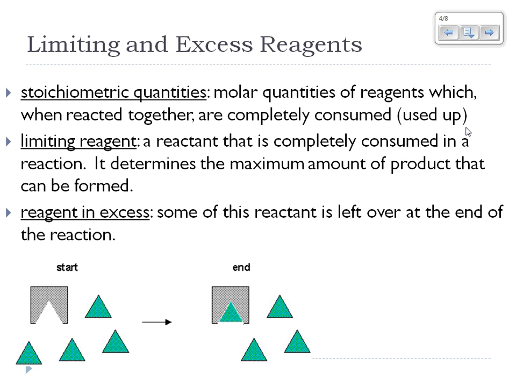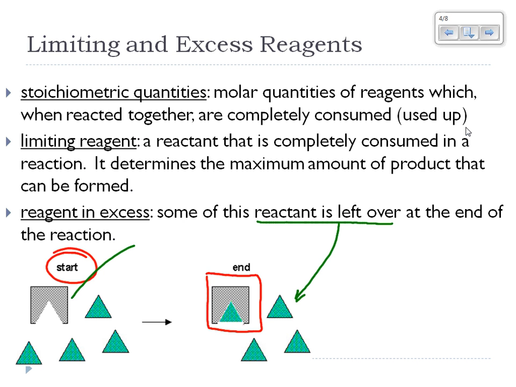I've got a diagram here to show you what this is. Let's pretend I've got these triangles and these squares reacting together. At the start, I've got 4 triangles and 1 square. When it reacts, here's the product that I want to make, and I have some triangles left over. Going back to my definitions, the triangles that are left over are the excess reagent. Remember how I said some of this reactant is left over? There it is, left over. In this case, my square is my limiting reagent. We often just say LR because that one is completely consumed. I don't have any of it left over at the end of my reaction. It's all used up and bonded in with my triangle.